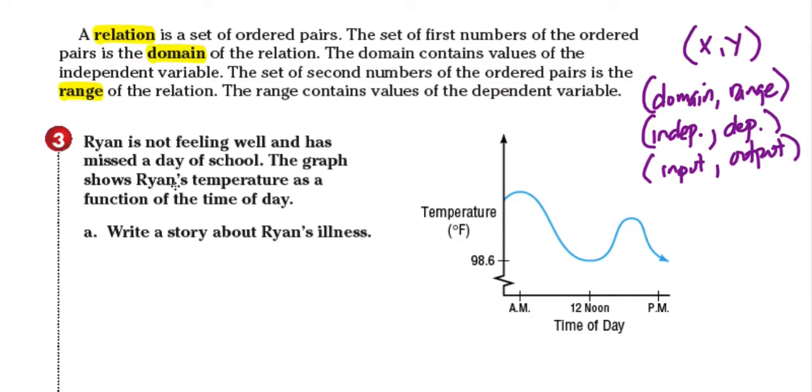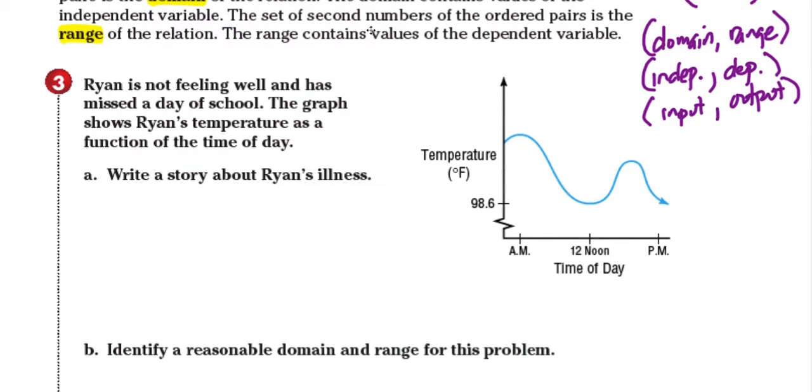Okay. Ryan is not feeling well and has missed a day at school. The graph shows Ryan's temperature as a function of the time of day. And if you notice here, time is still on the horizontal axis, which represents your independent variable. And look at the temperature of Ryan. It goes up in the morning, then comes down as it becomes noon, and goes up again in the mid-afternoon, and goes down late afternoon. Write a story about Ryan's illness.